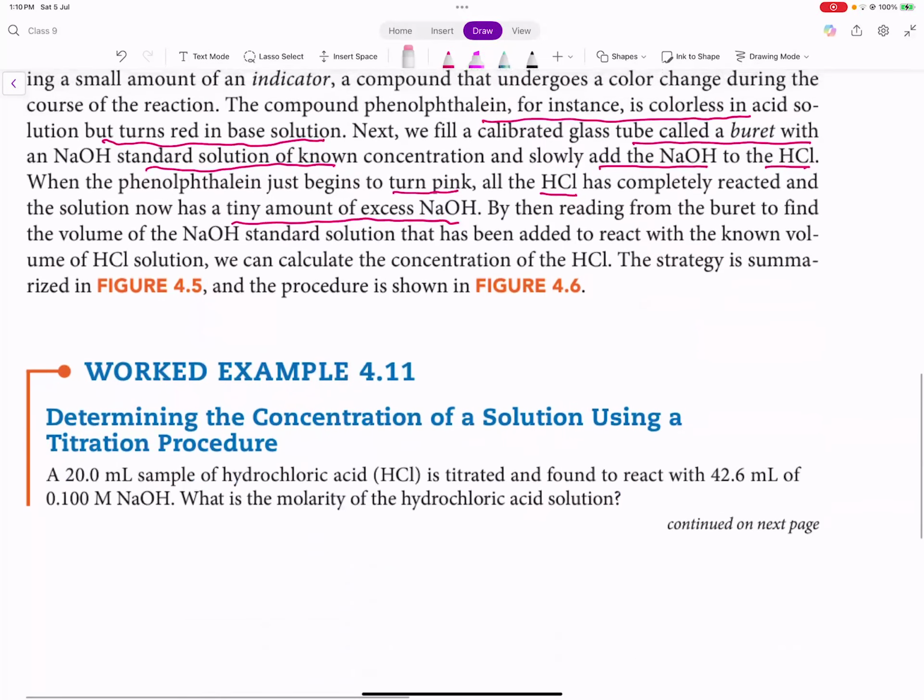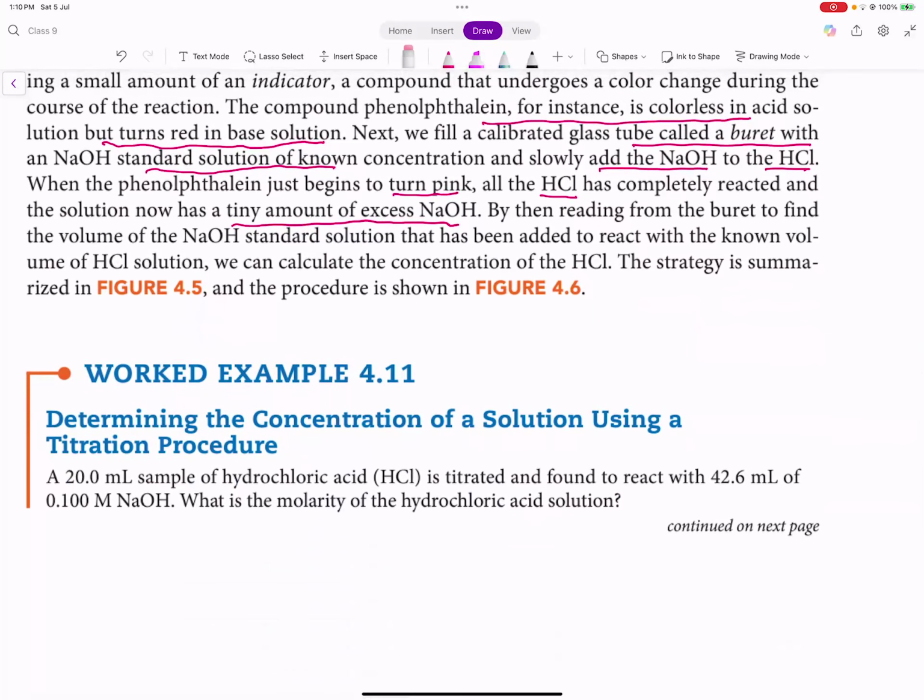Now we have to do the same thing: determine the concentration of a solution using a titration process. A 20 ml sample of HCl is titrated and found to react with 42.6 ml of 0.100 molar NaOH. What is the molarity of the hydrochloric acid solution? That is what we have to see. So let's see that.